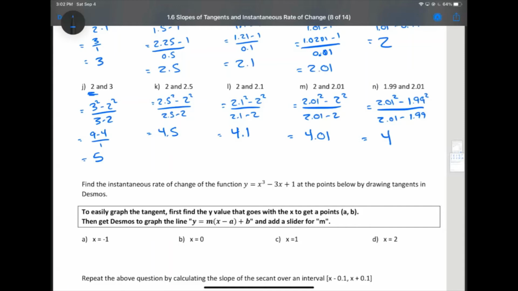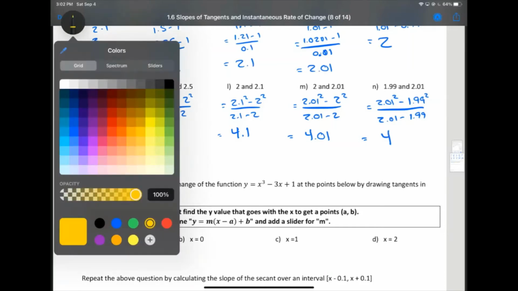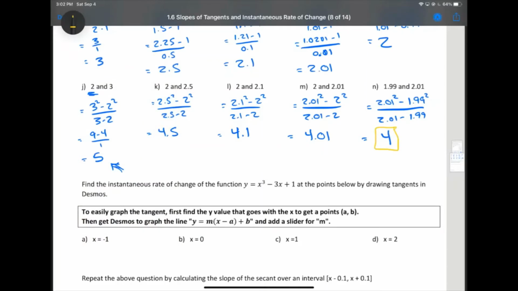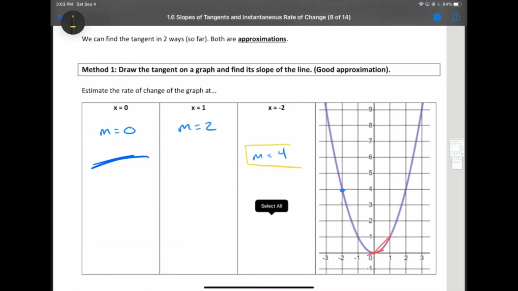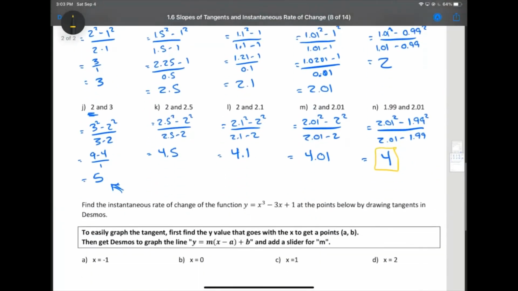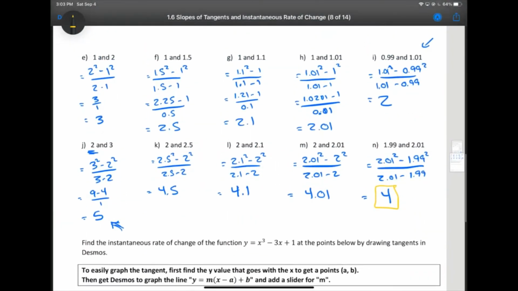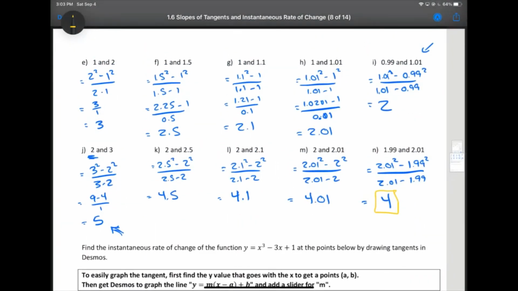Our first one, which is going to be, of course, our worst estimate over here, gives us a slope of 5 between 2 and 3. And as we get that second point moving closer and closer to 2, we eventually get over here, and we get a slope of 4 at the x value of 2, which is exactly what we predicted, again, going back up right there. So here's a mathematical way of finding the slope of a tangent, or at least the approximation of a slope of a tangent.